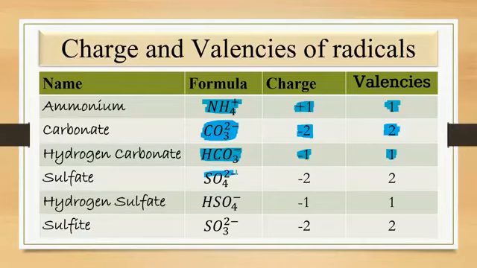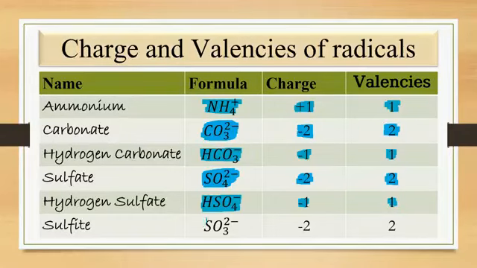Sulfate, SO4 2 minus, for example copper sulfate, CuSO4, zinc sulfate, ZnSO4. The charge of sulfate ion is -2, valency is 2. Hydrogen sulfate: when sulfate combines with a hydrogen atom, hydrogen sulfate is produced. So the charge of hydrogen sulfate is -1 and the valency is 1.